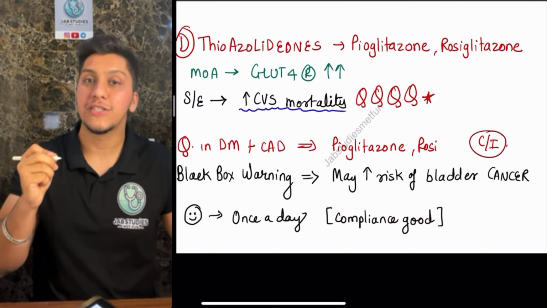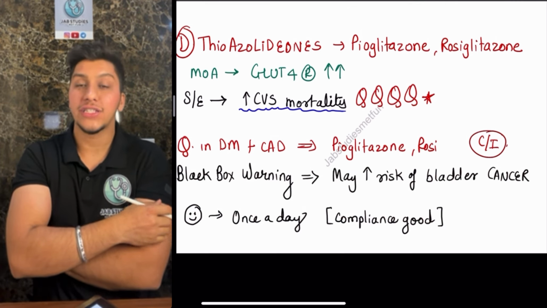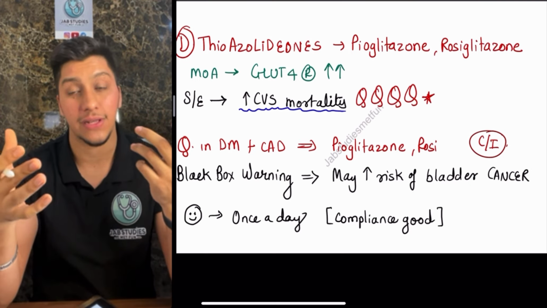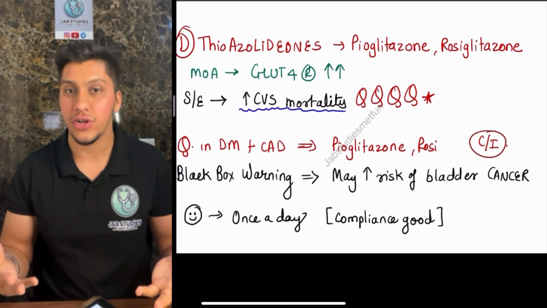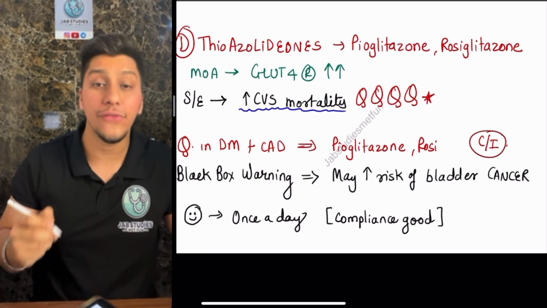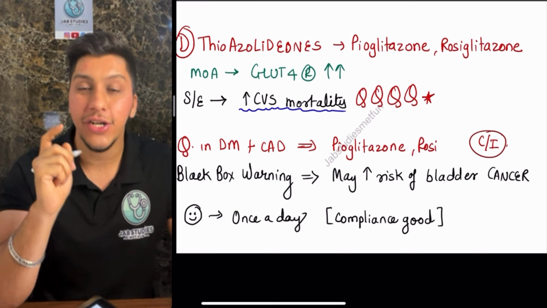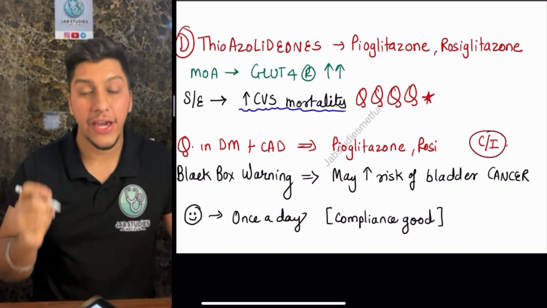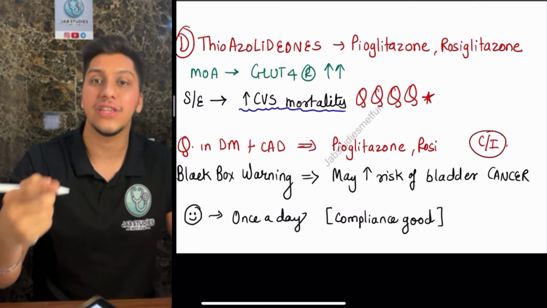Thiazolidinediones, examples are pioglitazone or rosiglitazone. The mode of action is that they increase the uptake through GLUT4 receptors which are found in the muscle. They are good because the majority of our muscle has GLUT4 receptors, so they increase the absorption of glucose. The side effect is cardiovascular mortality, very important. Remember, SGLT2 inhibitors are cardioprotective, but thiazolidinediones are a cardiovascular risk. They increase the risk of mortality.